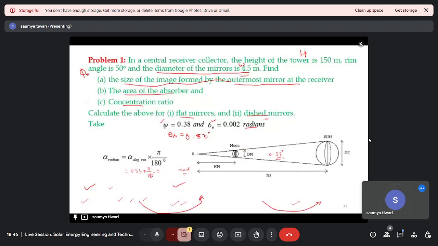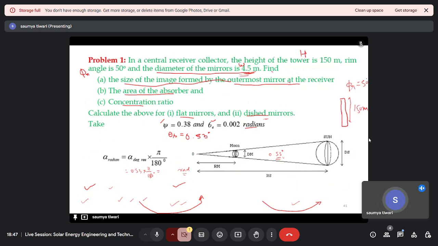Now this is the numerical based on the solar tower. Say that in a central receiver collector, the height of the tower is given as 150 meter, and the rim angle phi r is given as 50 degree, and the diameter of the mirror is also given. So the diameter of the mirror is given as 4.5 meter. Now find the size of the image formed by the outermost mirror at the receiver.